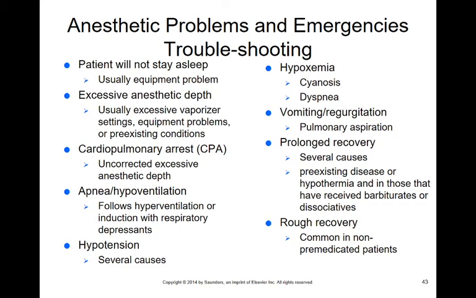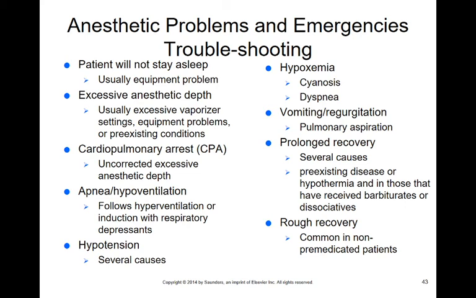Apnea or hypoventilation usually follows hyperventilation or induction with respiratory depressants, and most of the induction agents that we use, if given too quickly, will depress the respiratory system. So you want to be careful not to hyperventilate because then they'll stop breathing, and you want to be careful not to give the induction agent too quickly because they will stop breathing then. Hypotension, there are several causes for that, so low blood pressure. A lot of them can be due to medications or not having appropriate fluid therapy. Hypoxemia, you'll see cyanosis or not breathing very well.